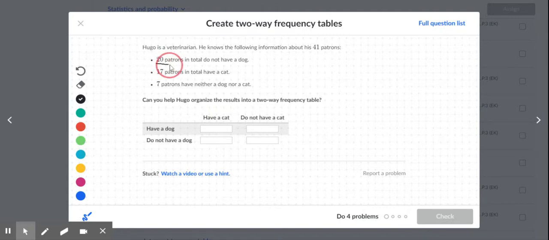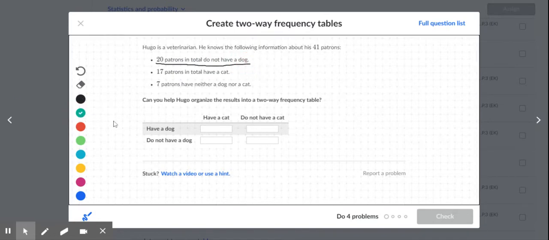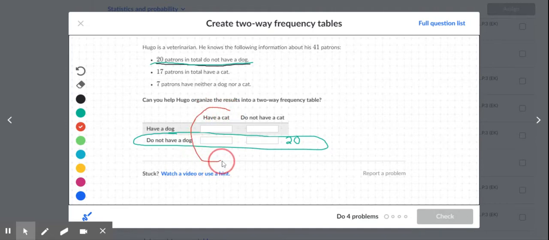The first clue is 20 patrons in total do not have a dog. All right, so notice we don't know anything about the information regarding whether or not they have a cat. The only thing it says is that 20 in total do not have a dog. That means this total is 20. We can't say either square yet, though. All right, next, 17 patrons in total have a cat. So that was that one. Let's use a different color here. 17 patrons in total have a cat. That means this column has to add up to 17.